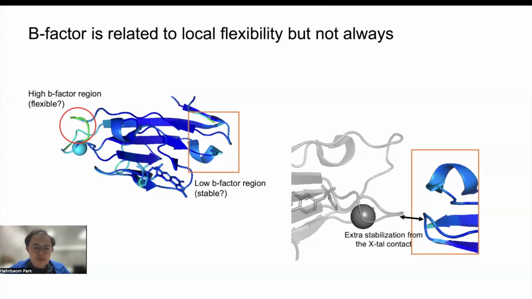But then there are also the opposite cases, when it is dynamic but still has a very low B factor. That's because there could be extra stabilization at the crystal interface. That means this part was originally quite dynamic, but because of the crystallization, it was measured as less dynamic. So you have to be careful interpreting B factor as a flexibility measure of the protein's local regions.